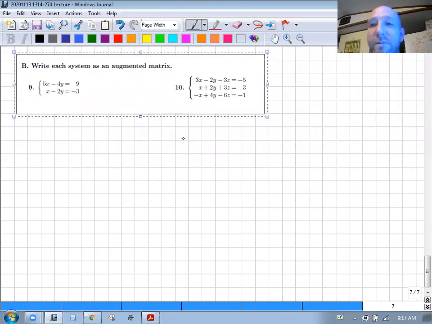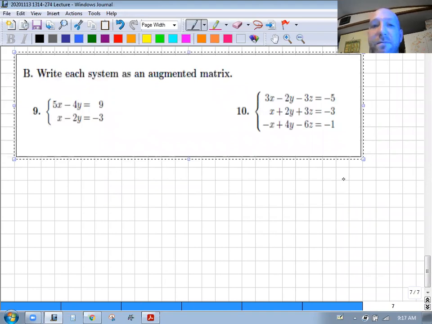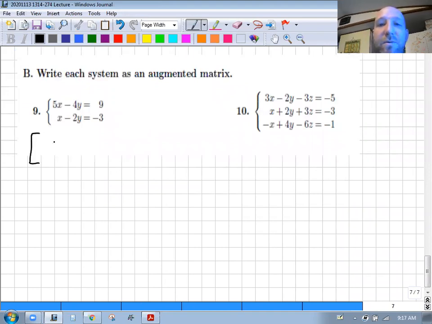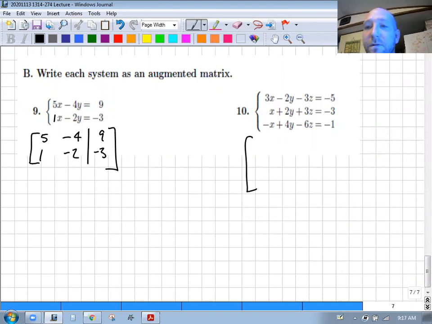Write each system as an augmented matrix. The x's and the y's are lined up. So this should be a 5 and a 1, right? That's 1x, -4, -2, 9, -3. So it'll be a 3, a 1, a -1, -2, 2, 4, -3, 3, -6, 5, -3, -1.